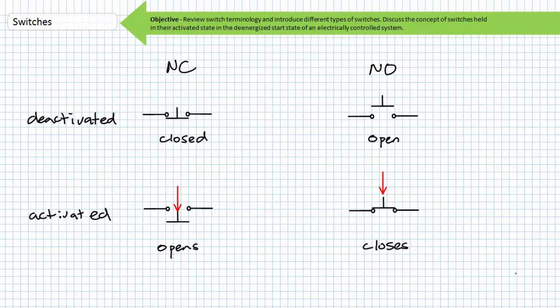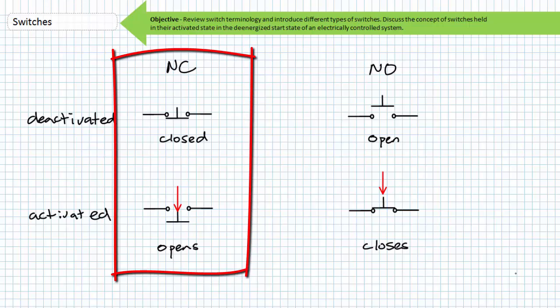A switch, when in its natural deactivated state, can be in one of two normal positions, closed or open. A normally closed switch, in its deactivated state, as the name implies, is closed. This is its natural deactivated state. When actuated, it transitions to its activated state, that being the opposite of deactivated. A normally closed switch, when actuated, opens. It makes sense. A normally closed switch is normally closed when you're not poking it. When you poke it, it opens.